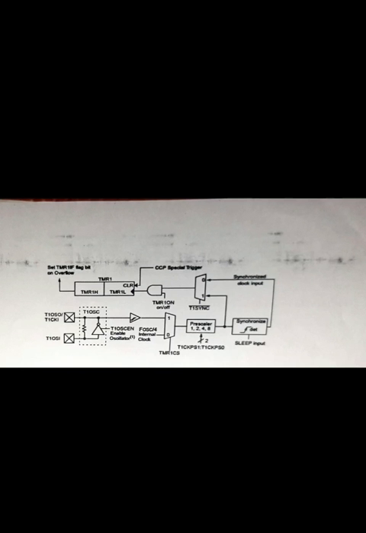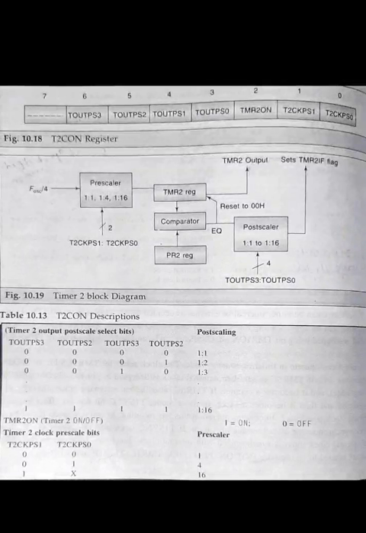Then the next one is Timer 2. Timer 2 has an 8-bit register, TMR2, and the PR2. It is readable and writable, with a prescaler and postscaler. Timer 2 is connected only to the internal clock, from the 4 MHz crystal. Timer 2 generates an interrupt on overflow.